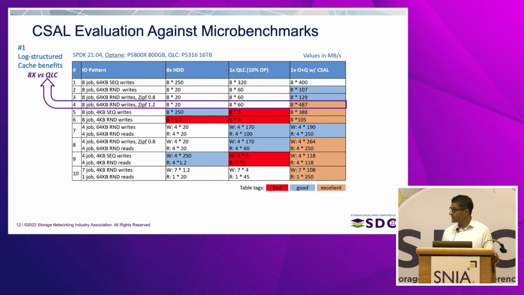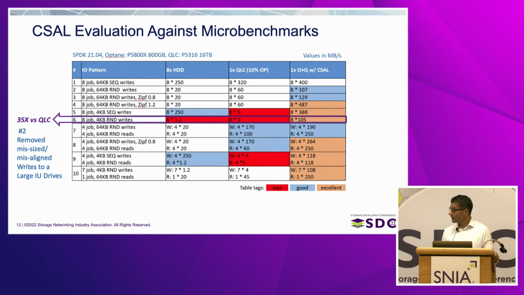Okay, so if this is good, then we can go on. This benefit is really from caching, capturing those intermediate writes into the Optane SSD cache. These results are from the Optane SSD.